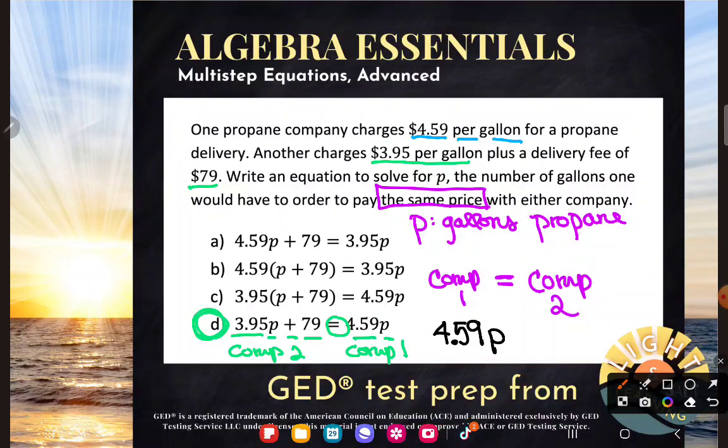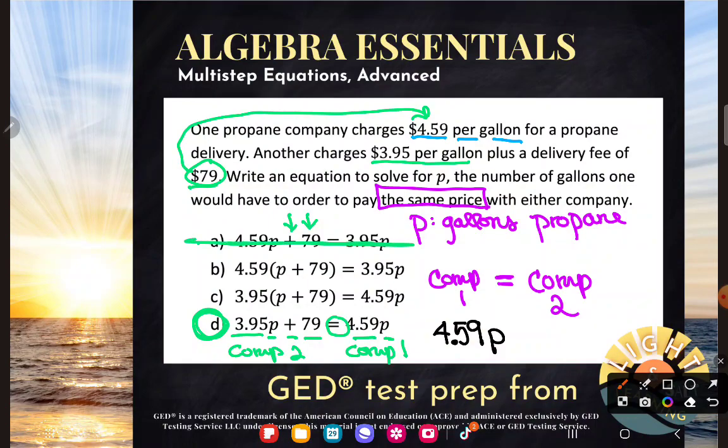Now I get it, some of you chose other ones, so let's talk about why the other ones are wrong. So first one, we just have $79 added to the wrong company. Look at this. It says $4.59 plus $79. They took that $79 charge and applied it to the other company instead of the company that actually charges it. And so that guy's wrong.